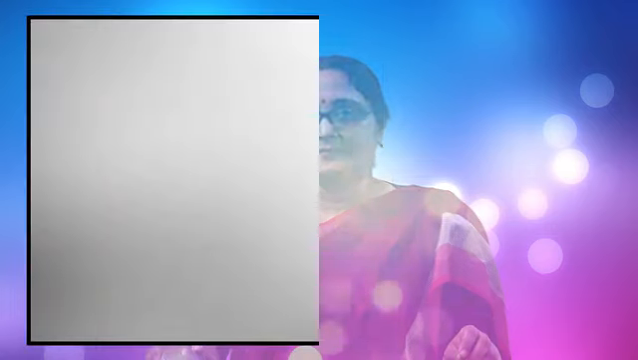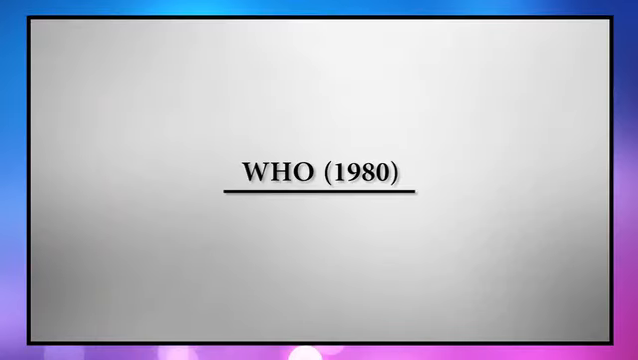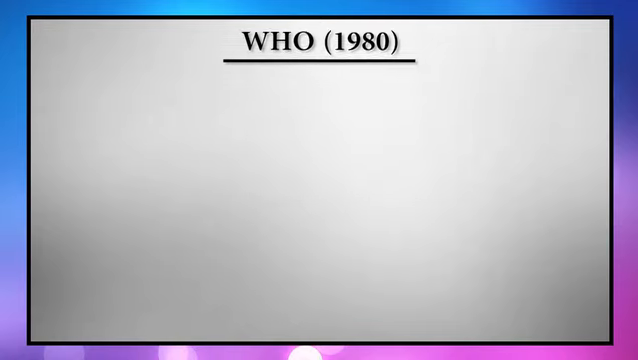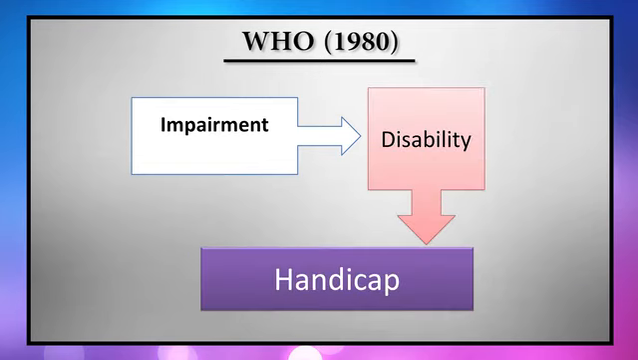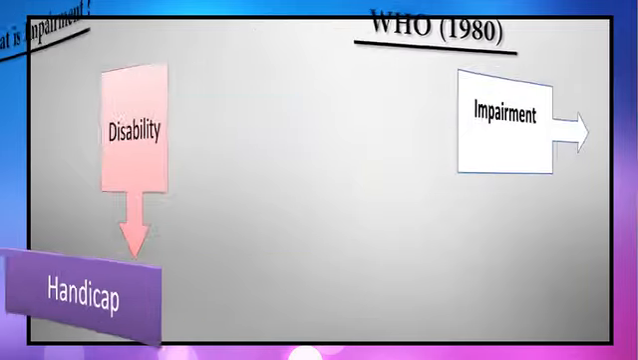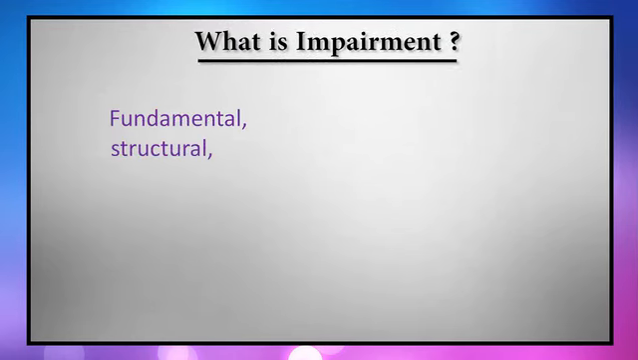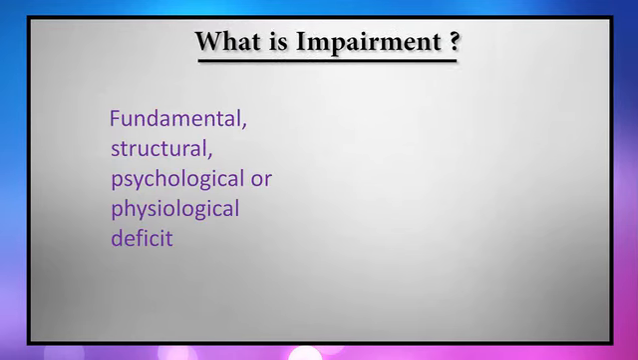Hello students, now we are going to discuss Block 1, that is Diversity and Inclusion, Unit 2, Disability as a Canvas. WHO came up with a wonderful concept of handicap, where it has stated that impairment... what is this impairment? Are impairment, disability and handicap similar things? No. Impairment leads to disability, which leads to handicap. Now, what is this impairment? Impairment is a fundamental, structural, psychological or physiological deficit.